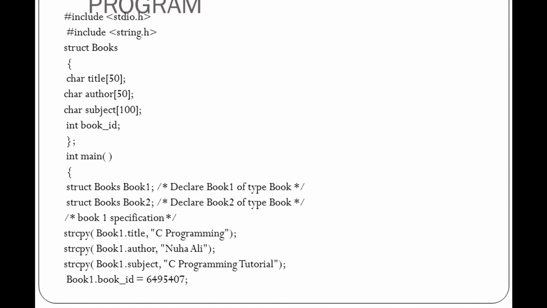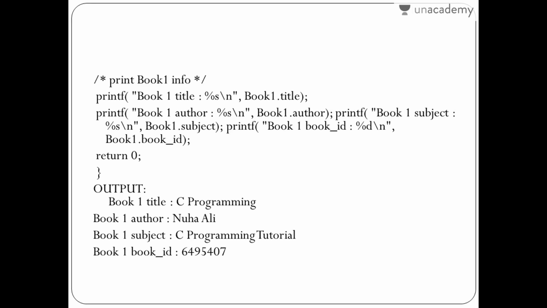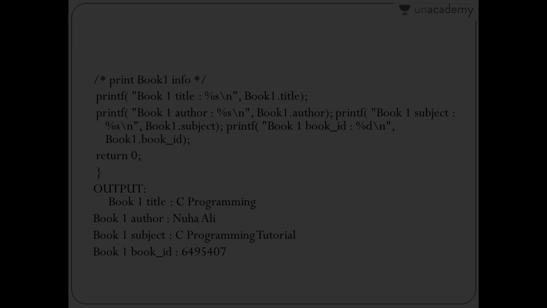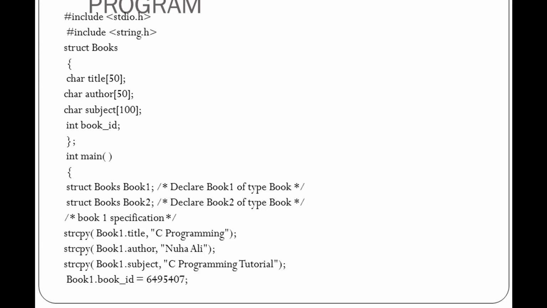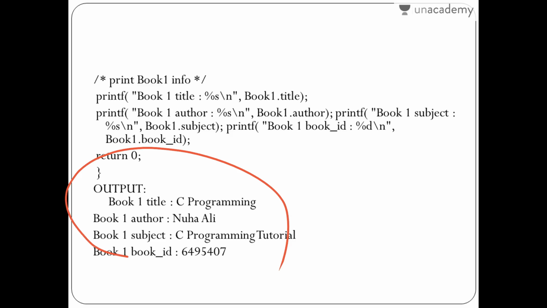Here is an example of structures, where we have struct books, then int main, struct books Book1, Book2. Here we are declaring the books type, and we have a Book1 specification. Here we are trying to print the book info, as you can see, the title, author and everything, and then return 0. I have not given the details about Book2. You could declare any number of books, but I have not given the details of Book2 to avoid unnecessary complications. You could normally declare the details and specifications of Book2 also, if you have more books. So the final output would be as I've given over here.